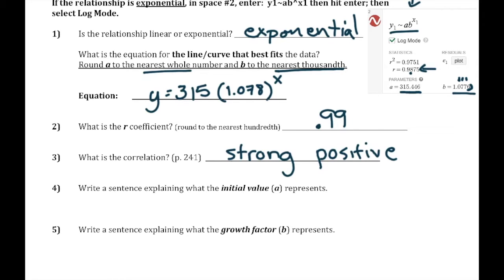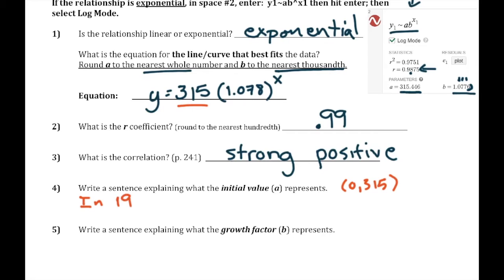Number 4, write a sentence explaining what the initial value, or A, represents. Well, A is 315. We can see that right up here. So we know that value, but remember our initial value is always our starting. And so it has something to do with the 0, 315, that would be our point. But if we refer back to the information on that warm-up, like the top of the table, it's talking about the actual years since 1960. And because it's talking about years since 1960, we got to say in 1960.